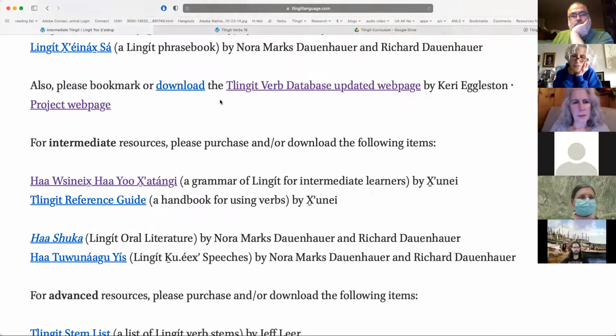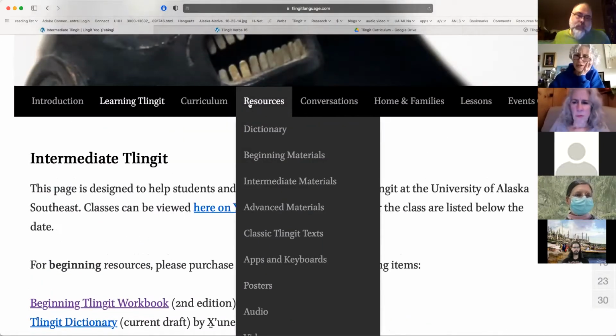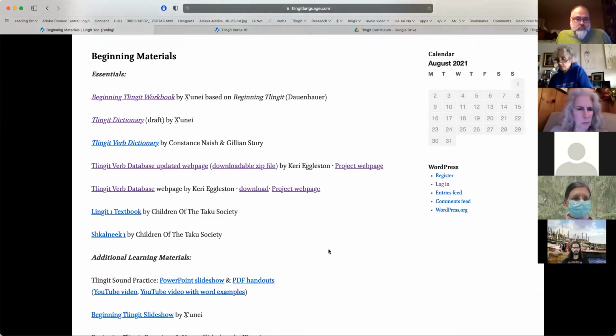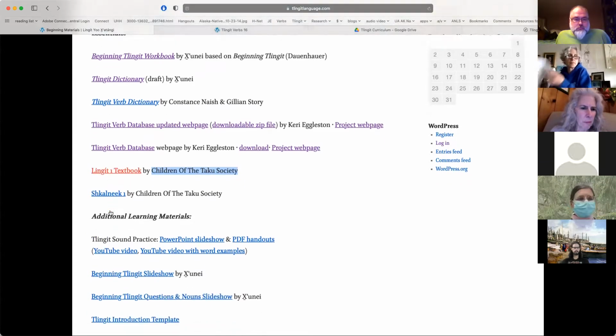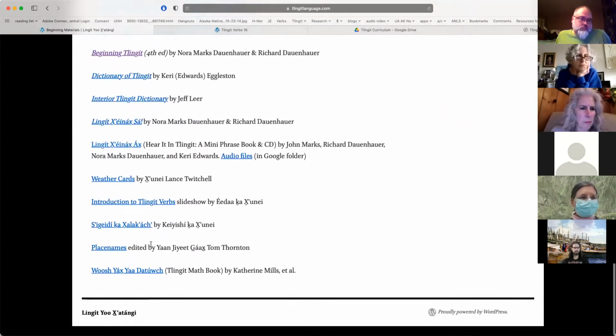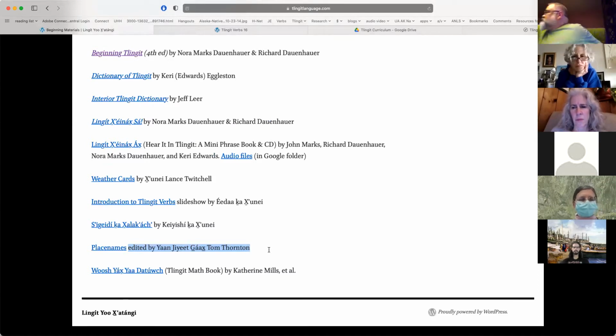If you go here to resources and beginning materials, there's a bunch of other stuff here too. So the children of the Taku Society made these wonderful textbooks. They're making more. They're on here. If you scroll down, there's this place name. So this is not the entire place names book that Sealaska Heritage Institute put out. It's just the list of the names and the maps. But it's a searchable document.